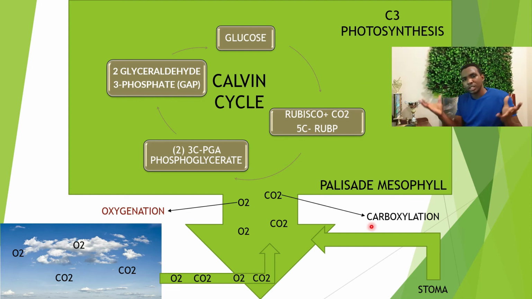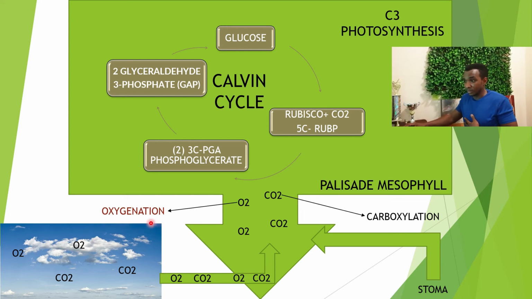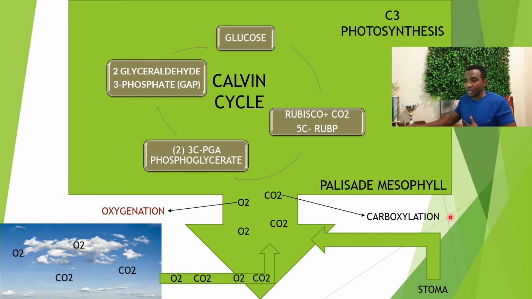And remember, I said that 3-carbon molecule, which is phosphoglycerate, this is how the name C3 photosynthesis came about. But what I want to also point out to you is that within the atmosphere it also has oxygen. And if you look right here, we have a process known as oxygenation. So we have carboxylation and we have oxygenation. Now, if the enzyme Rubisco binds to oxygen instead of CO2, you will have something known as photorespiration happening.